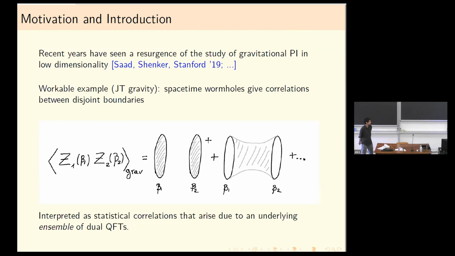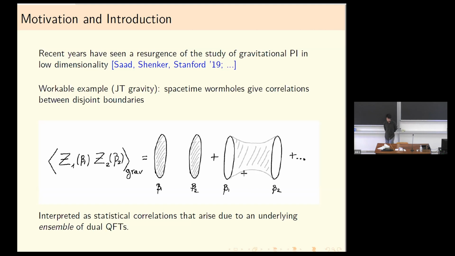One of the messages that you get from workable examples, for example JT gravity, is that these path integrals, which are maybe semi-classical in nature, seem to actually describe an ensemble of dual theories in the holographic sense. So the theories that live on some fixed boundaries. And the way they do it is by having some wormhole configurations like this. So this is one-dimensional. This is S1, and this is the wormhole configuration, which connects the two boundaries.